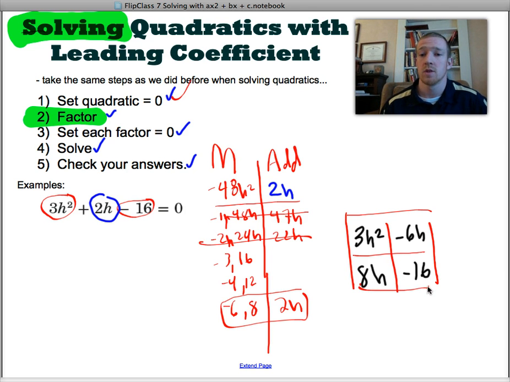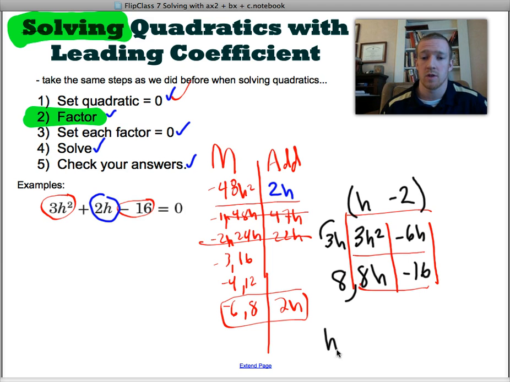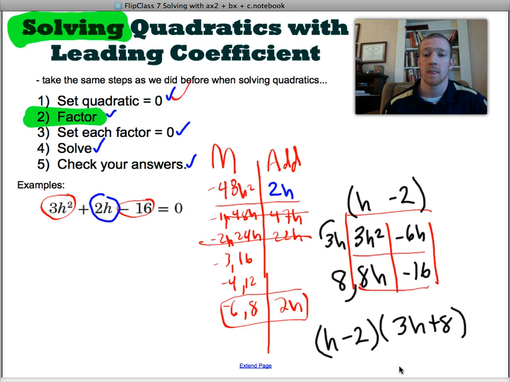That'd be fine. So factor out, what's the GCF here? It's a negative 2. What's the GCF here? Just an h. Here we have a 3h, and here we have an 8 as our GCF. So now that factors to h minus 2 and 3h plus 8. So h minus 2 times 3h plus 8. Alright, so there are our factors. That's our factored form of this.